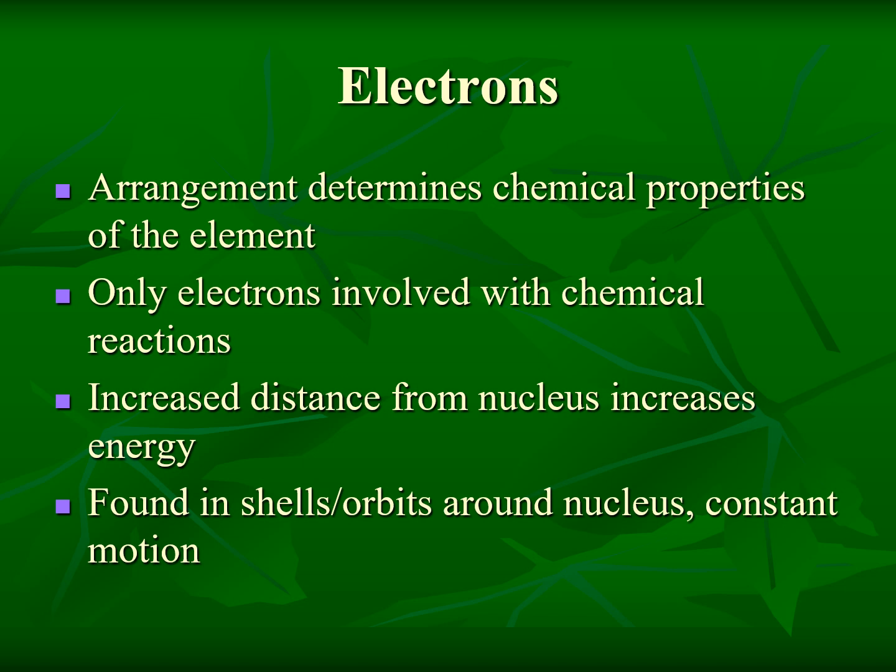Electrons. We're talking about the protons and the neutrons that are in the nucleus of the atom. And yes, they're there, but what we're going to focus mostly on are those electrons that have that negative charge that are floating around the nucleus. The arrangement of those electrons is what determines the chemical properties of that element. It's only the electrons that are involved in the chemical reaction. As you get further and further away from the nucleus, the energy starts to increase. And as I said, they're found in orbits or shells around that nucleus, and they are in constant motion.